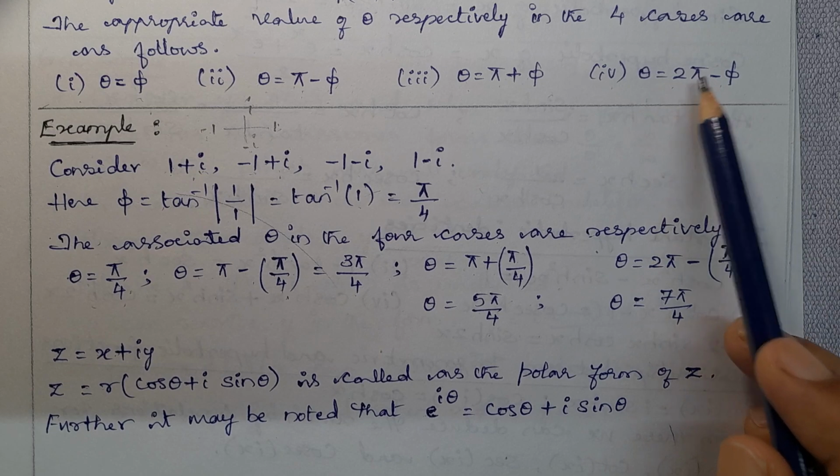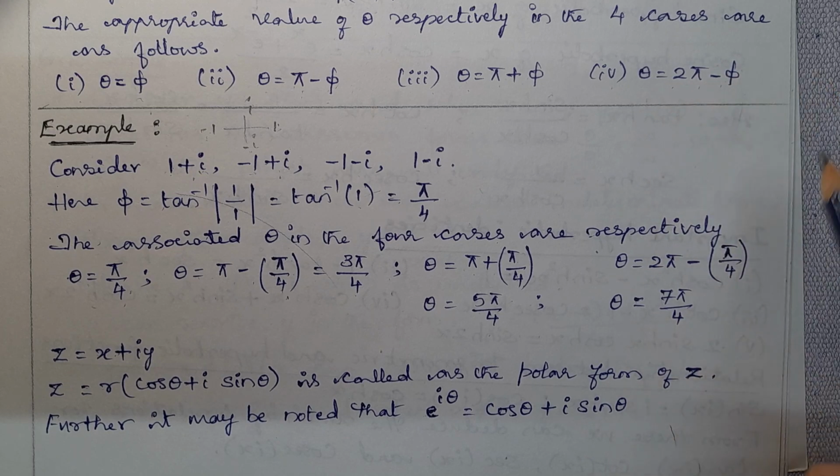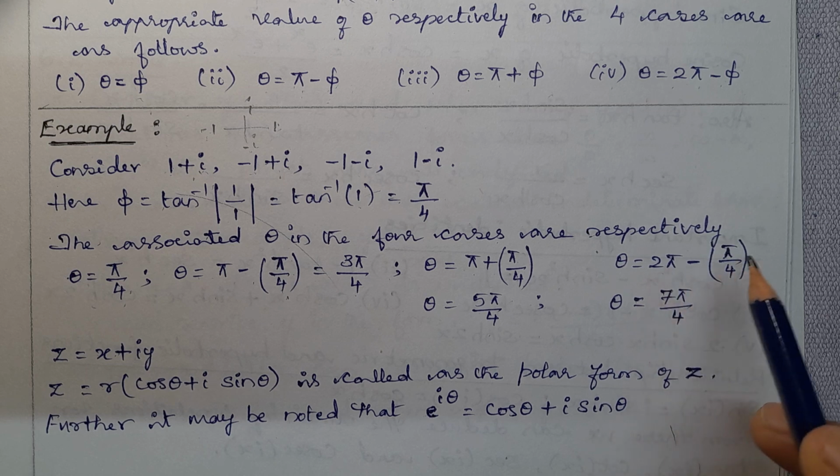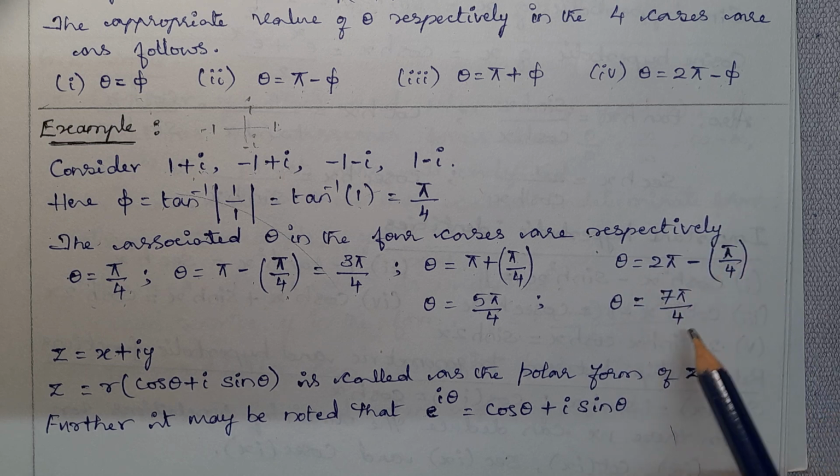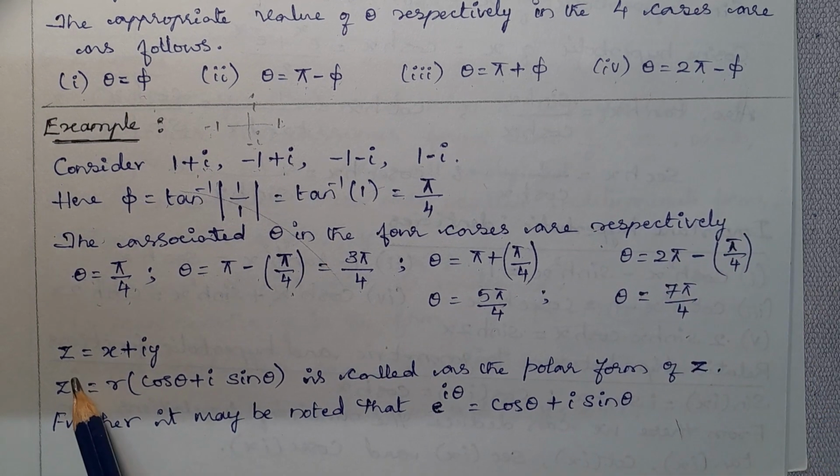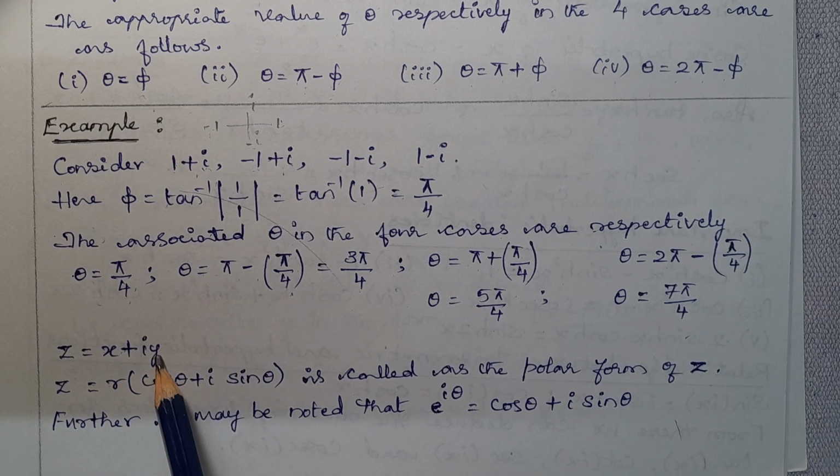Theta equal to 2 pi minus phi. So phi is pi by 4. Take LCM, 4 2s are 8, 8 minus 1 is 7, so 7 pi by 4.